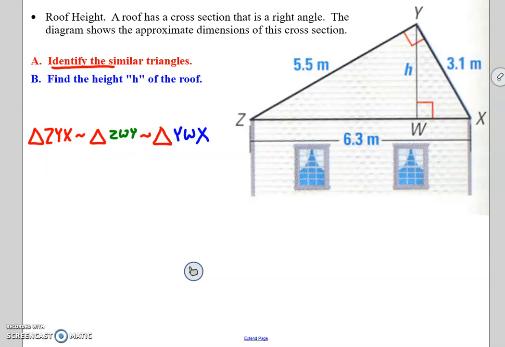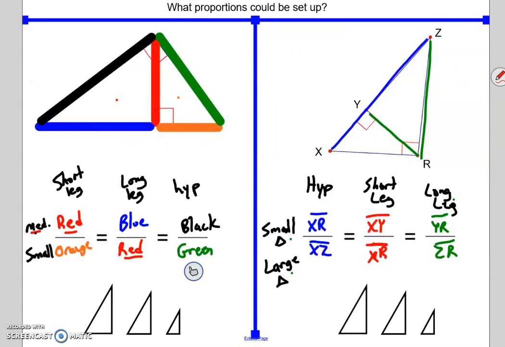Okay, so now let's find the height of the roof. The height of the roof, which is labeled as H, is this segment here. That's the one that we want. Now, going back to some of these things that we talked about before, when we looked at setting up proportions kind of like this, we always had labels on the side and labels up above to show us what two triangles we were comparing and which parts of those two triangles.